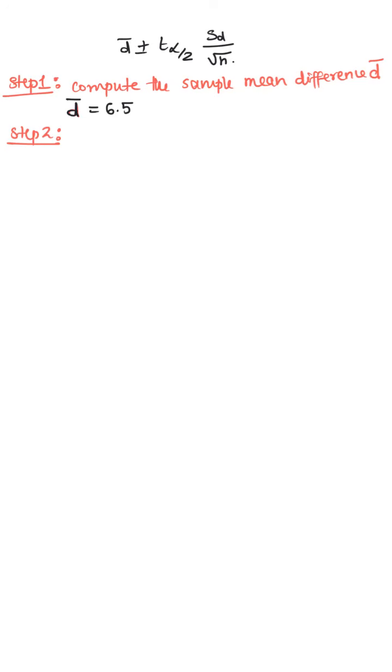I'm going to write down the formula first. So the first step is to compute the sample mean difference, D bar. Step 2, compute the margin of error. This whole thing is the margin of error. So first we need to find the critical value.